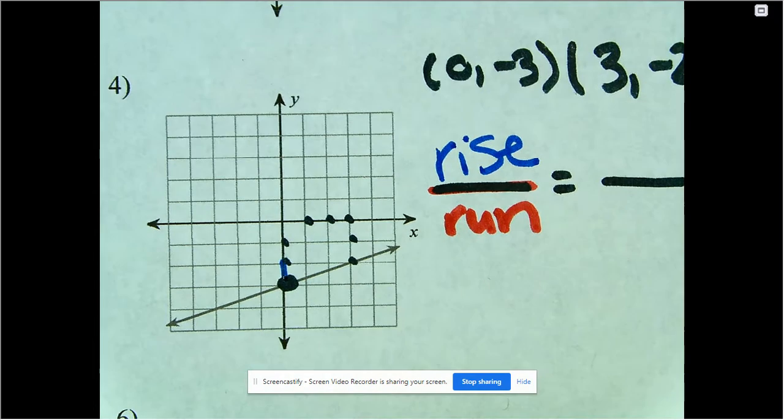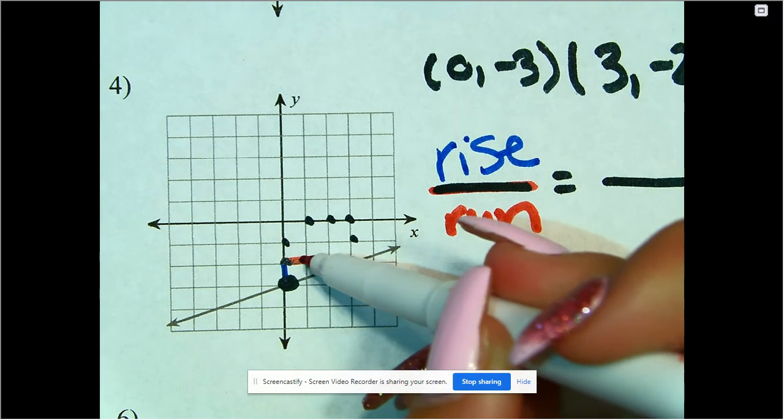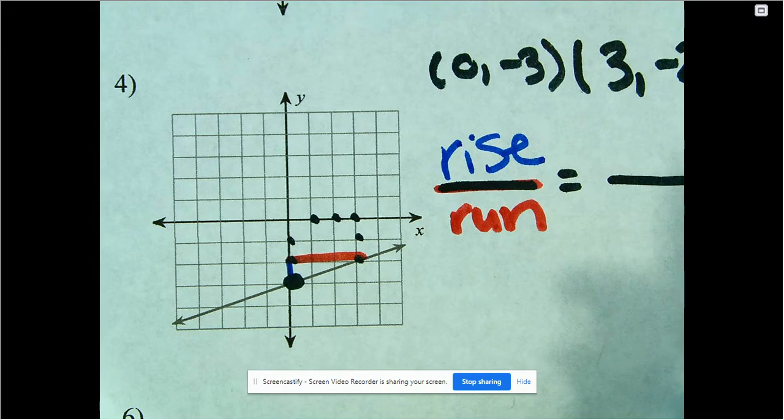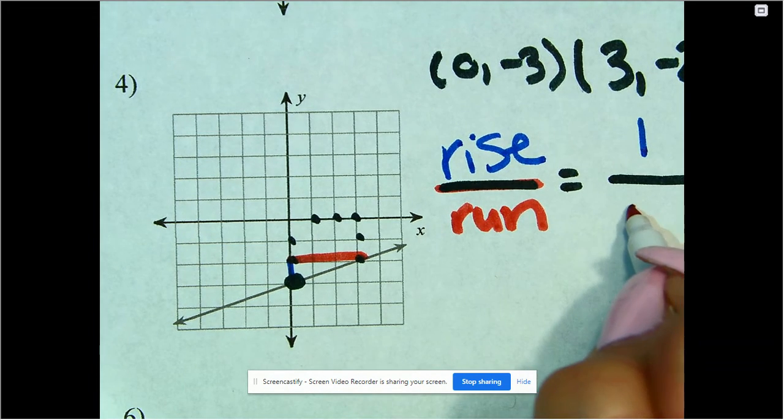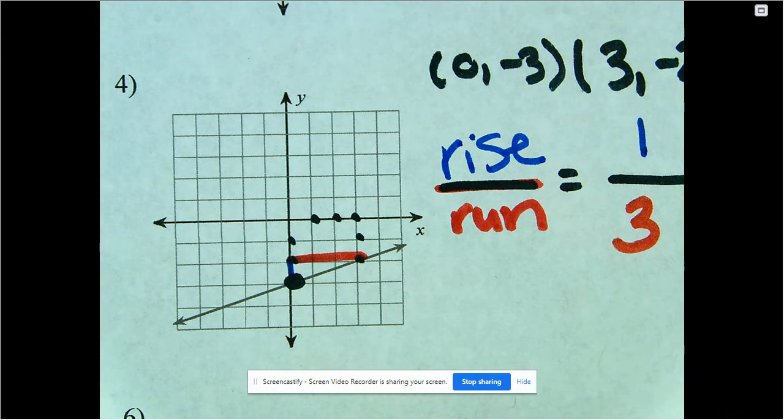I'm going to rise, and I'm going to run. So I'm going to go up 1, and I'm going to run 3. So 1/3 would be my slope.